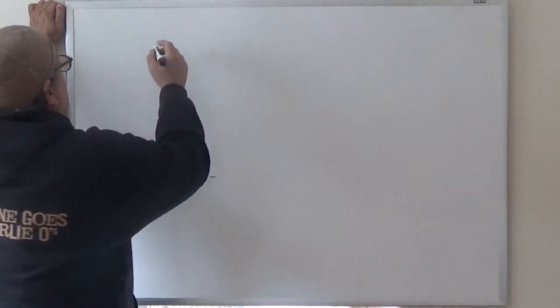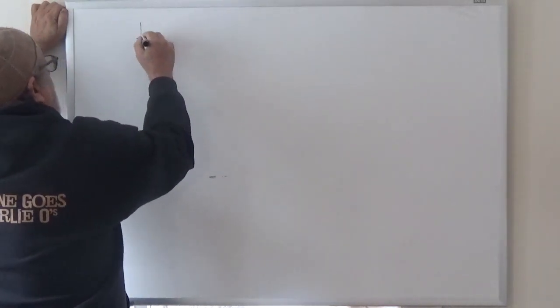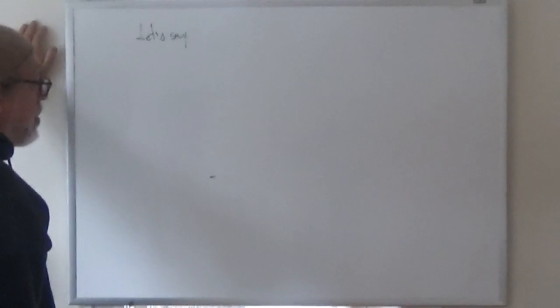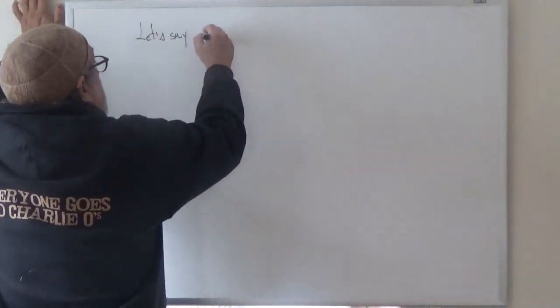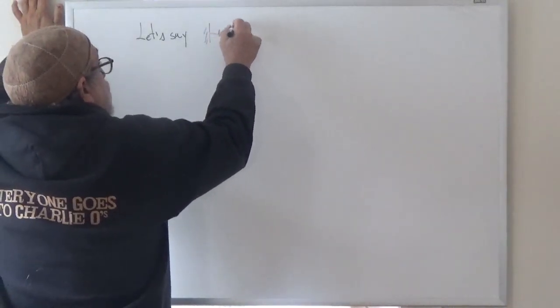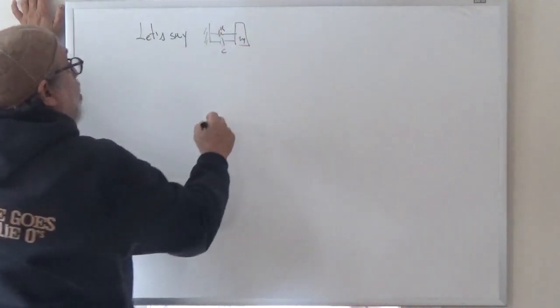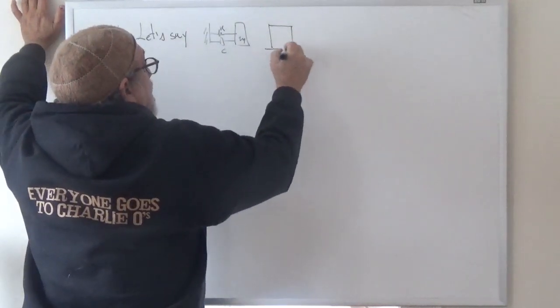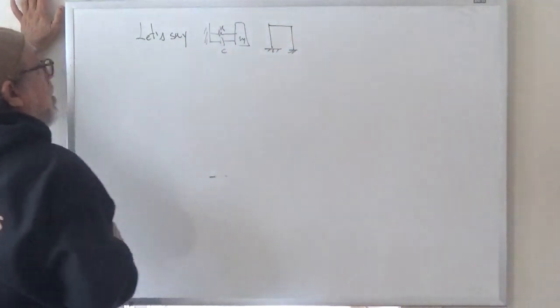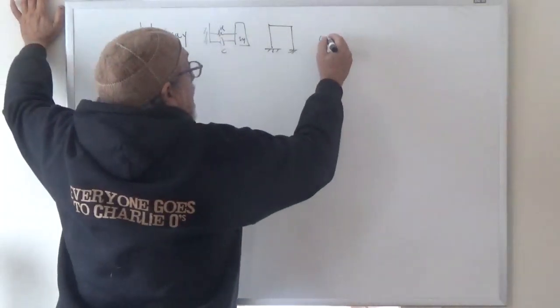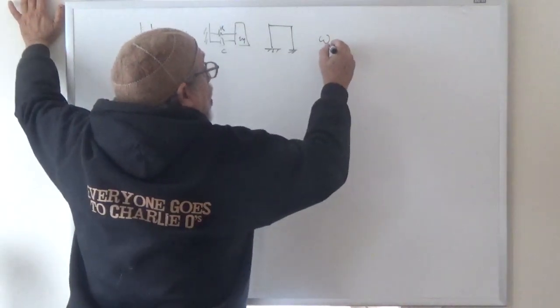So now we're going to assume that we have a single degree of freedom system. We could show it like this: mass, stiffness, damping, or we could show it as a one-story shear building or something like that. That system will have a certain frequency, let's say omega, in the undamaged state.